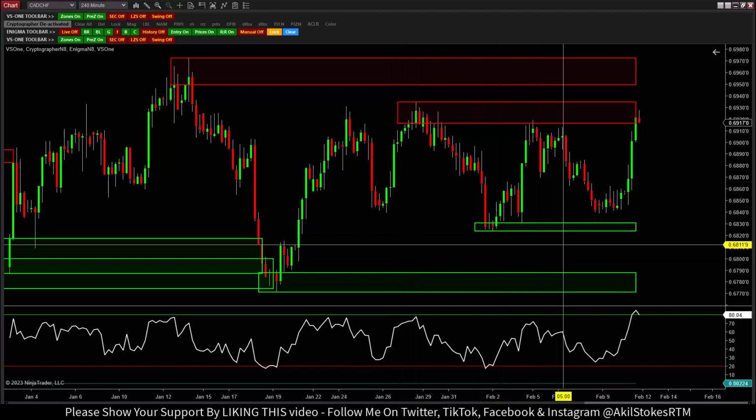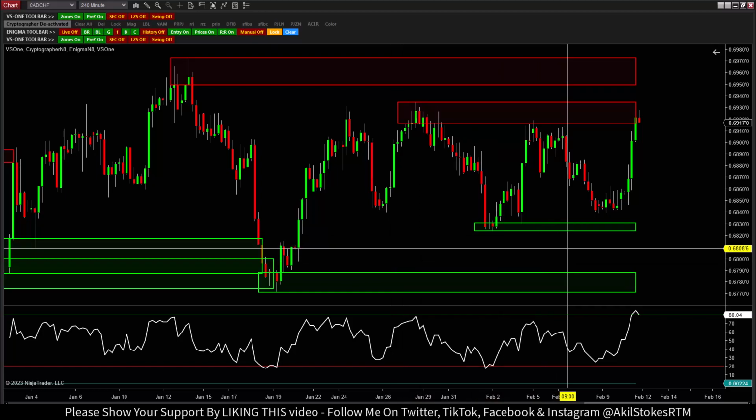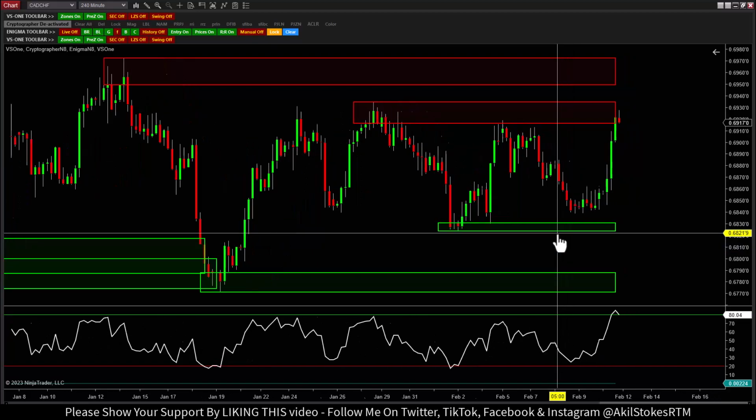But we're going to be here on Canada Swiss next on the 4-hour chart, and we have another pattern formation forming. Again, this was one that put in one earlier in the week.